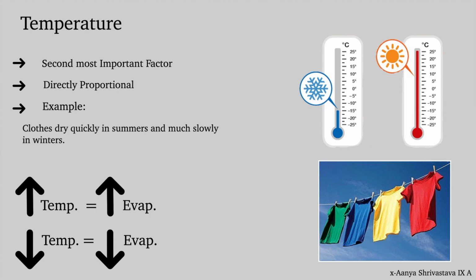Like the surface area, this is also directly proportional. If the temperature is going to increase, the rate of evaporation is also going to increase, and vice versa. If it's going to be colder, the rate of evaporation is also going to decrease. Here also we can take the example of clothes: in summers clothes dry quite quickly, whereas in winters the clothes usually remain damp because of the low temperature.